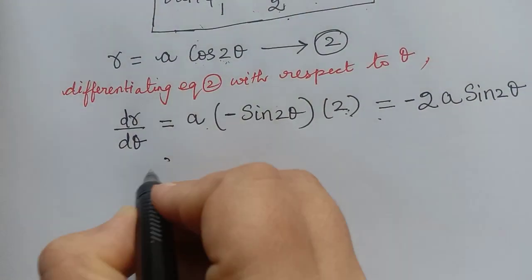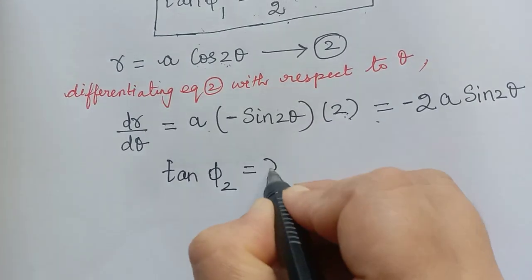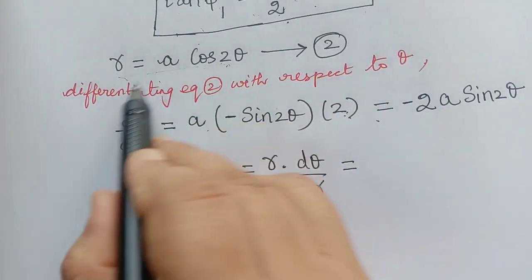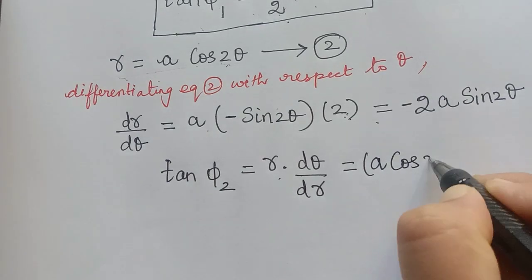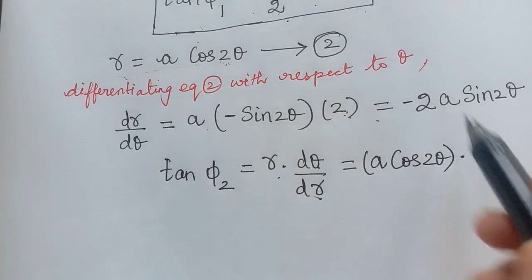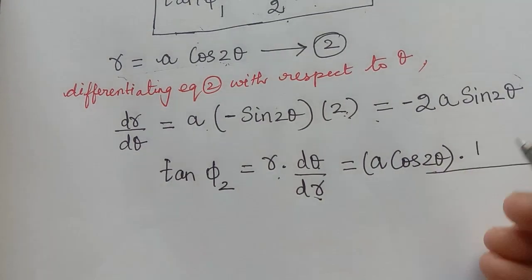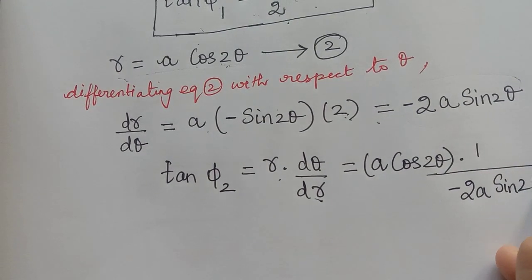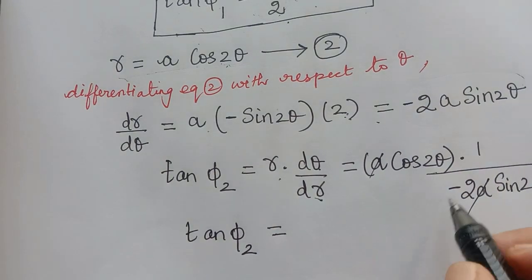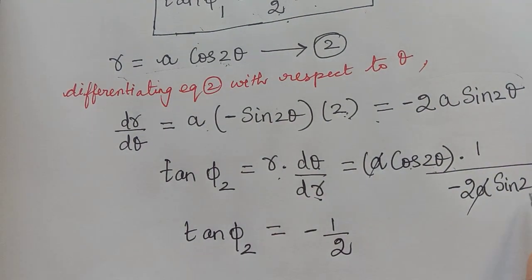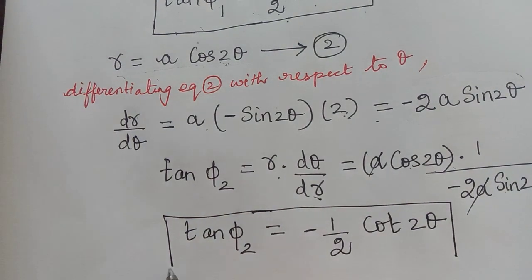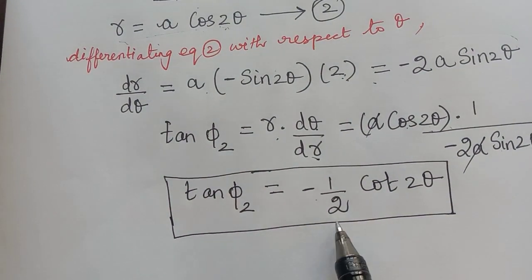Next, using this we have to find tan φ2, which is given by r multiplied with dθ/dr. What is r? In this case we have considered r to be a cos 2θ. So we substitute a cos 2θ multiplied with dθ/dr, which is the reciprocal of dr/dθ, that is 1 divided by minus 2a sin 2θ. If you see here, a and a get cancelled, and finally we get tan φ2 equal to minus 1/2 times cos 2θ divided by sin 2θ, which is cot 2θ. So this is what we have obtained: tan φ2 is equal to minus 1/2 cot 2θ.